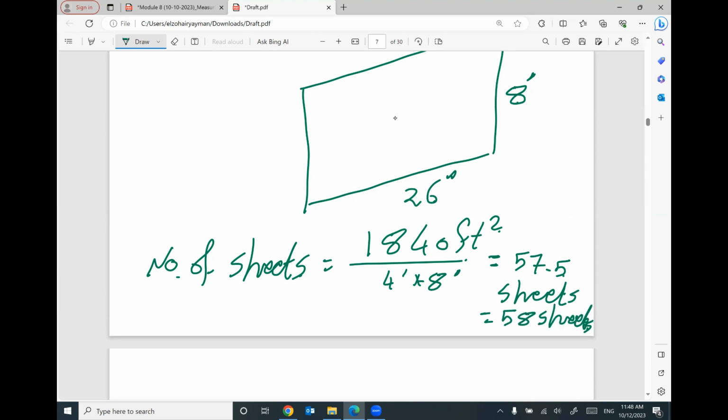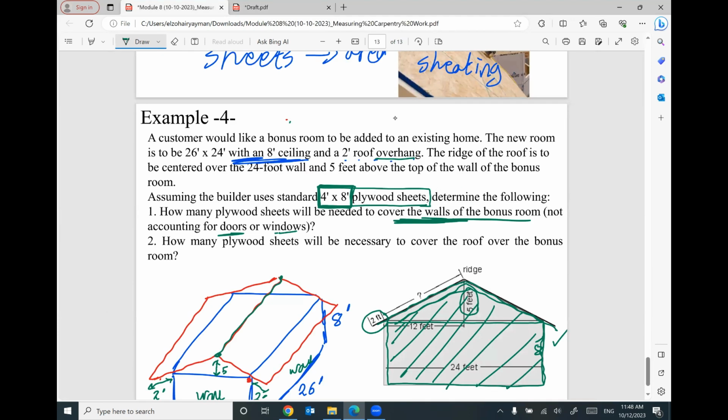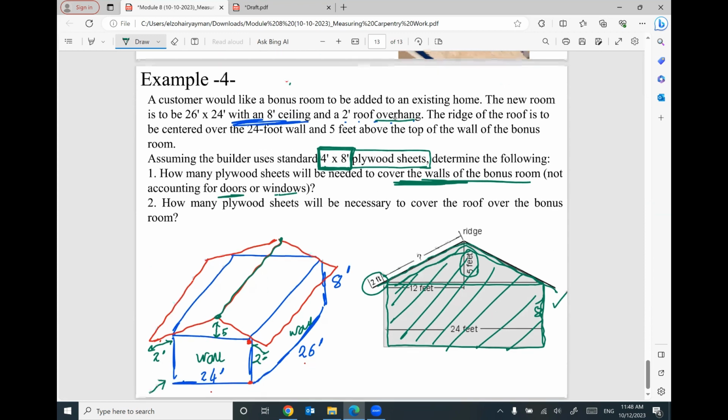So right now, I will call Lowe's to order, hey, I need to order 58 sheets. Each is 4 by 8 feet. That makes sense? Just only for the 4 walls to construct your walls. The second part of the problem, we need to figure out how many plywood sheets needed to cover the roof over the bonus room. This is the roof.